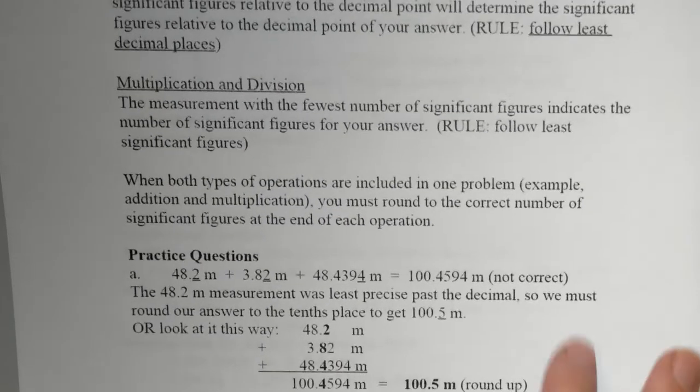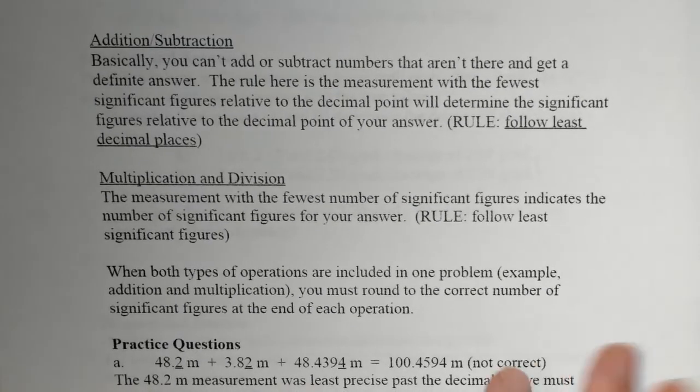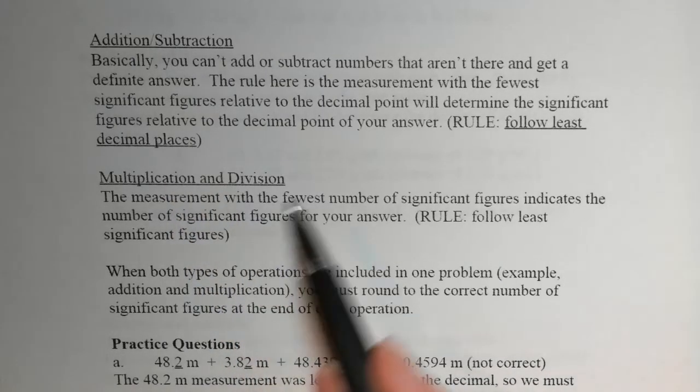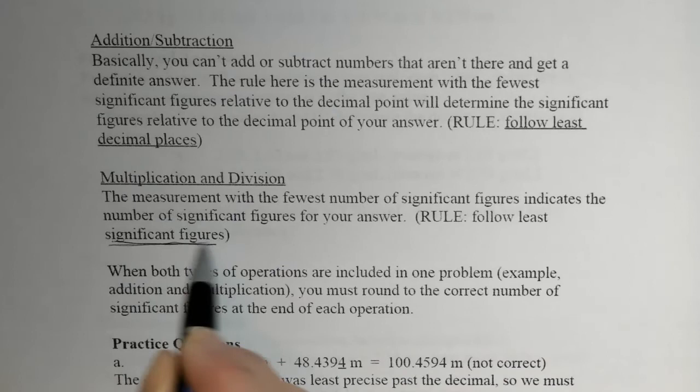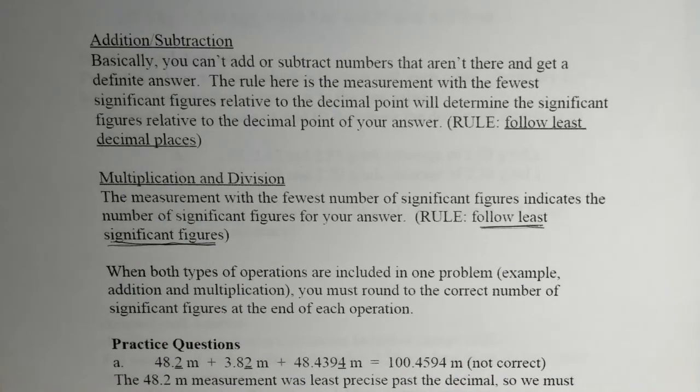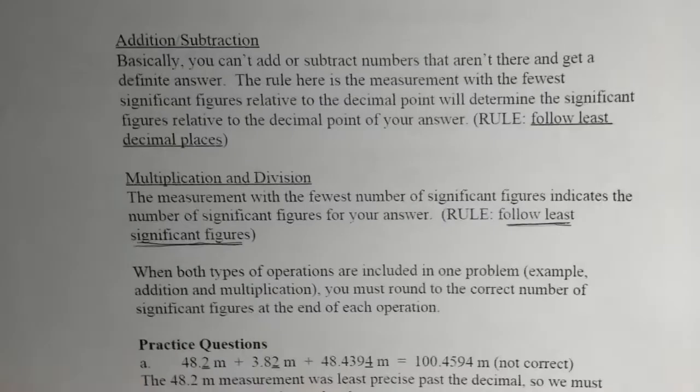Now what about operations? When I add or subtract, then I want to look at my decimal places. When I multiply or divide, then I just want to look at my significant figures. And the rule is least always wins, right? Your answer cannot be more precise than your least precise measurement. So we're going to do some practice examples down here. I know a lot of this is a review from Intro Chem.